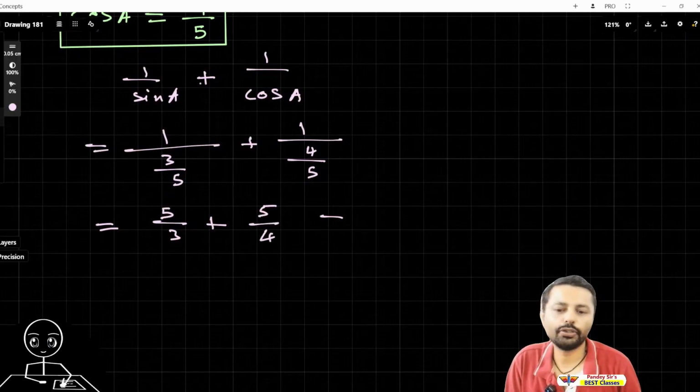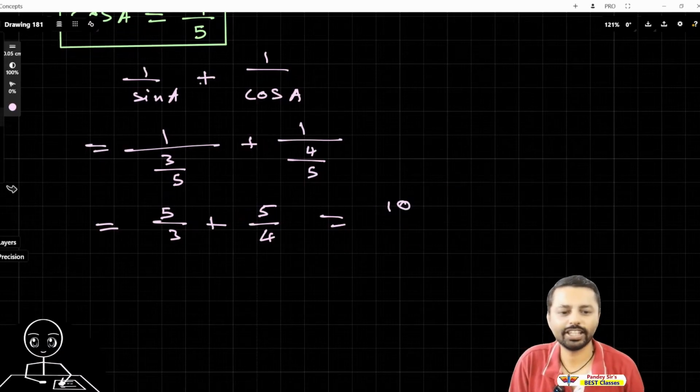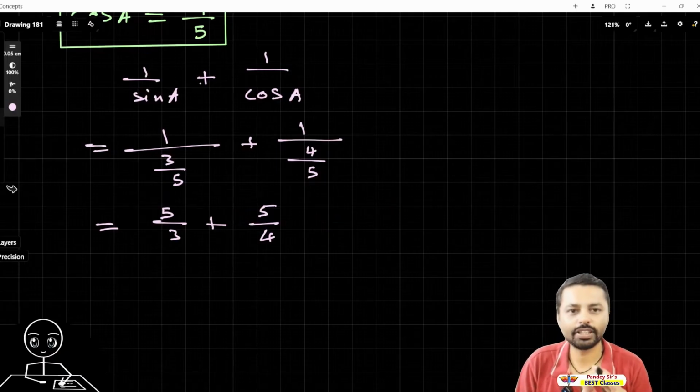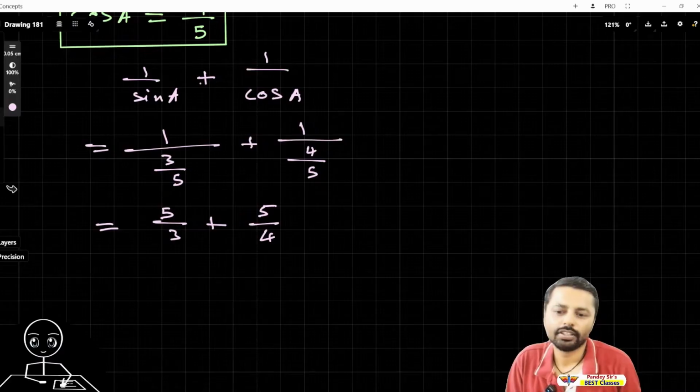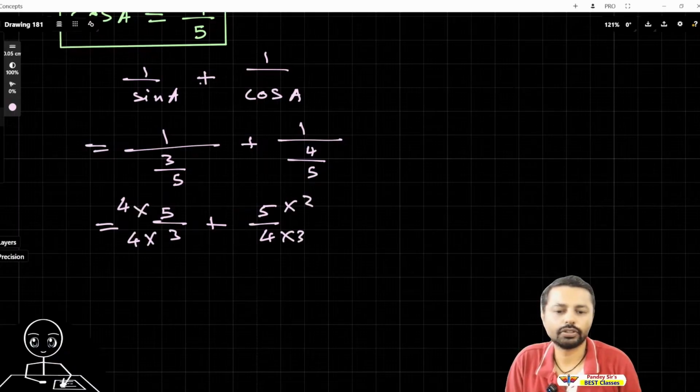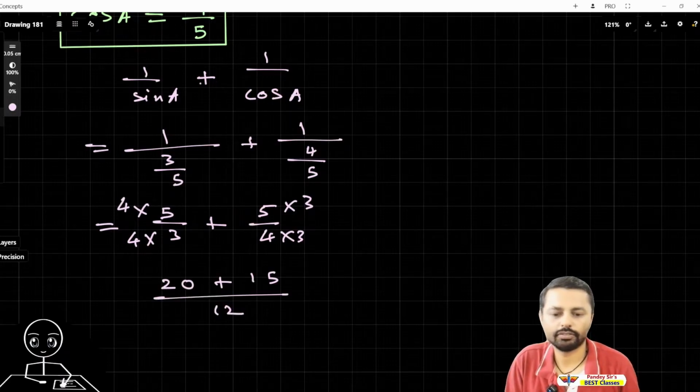Okay, now what to do? 10 by 7, and wrong. Wait, what? Children do this mistake. Okay, like you are also children, but toddlers do this mistake, so don't do it. Do the LCM way. 4 into, and down also 4 into, here into 3 and up also into 3. Okay, so you get 20 plus 15 by 4 3 are 12.